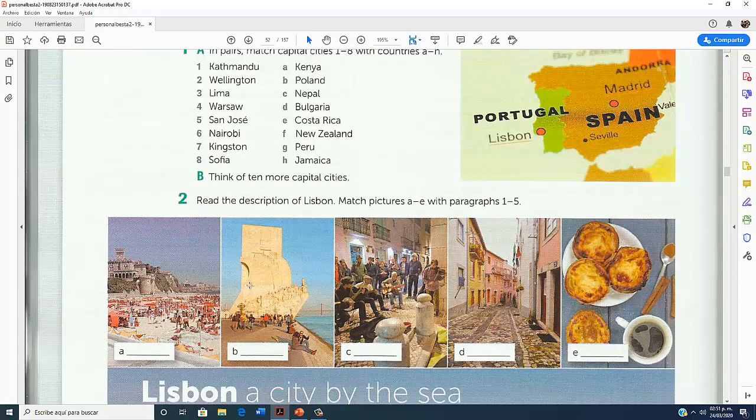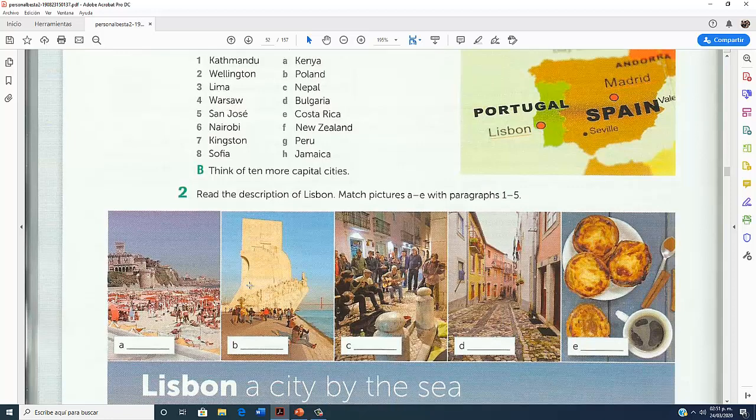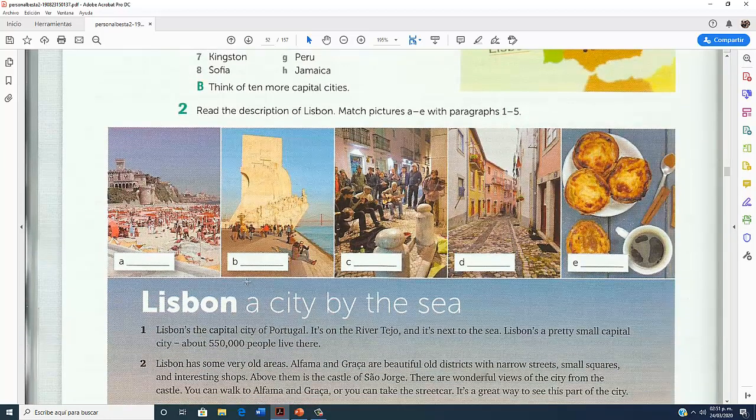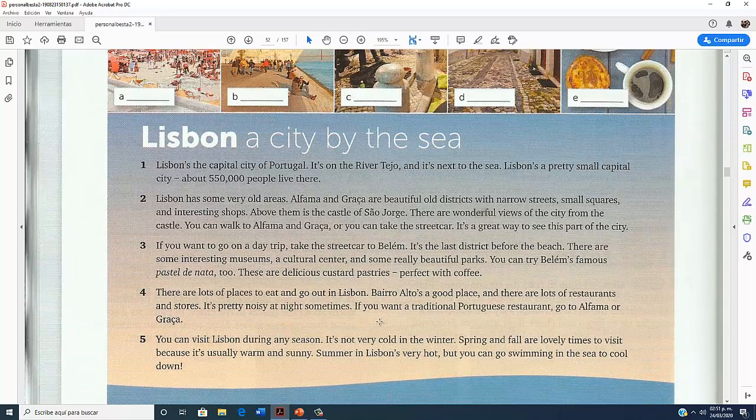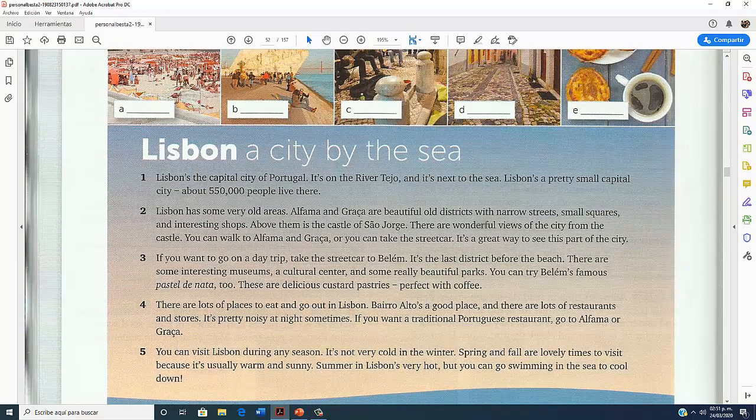And now we're going to read the description of Lisbon. Match the picture to the paragraph 1 to 5. And there we can see different beautiful pictures about this place. Lisbon, a city by the sea. So we read and then we do the exercise that we have on the next page.